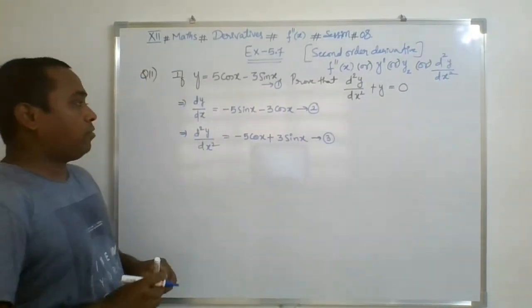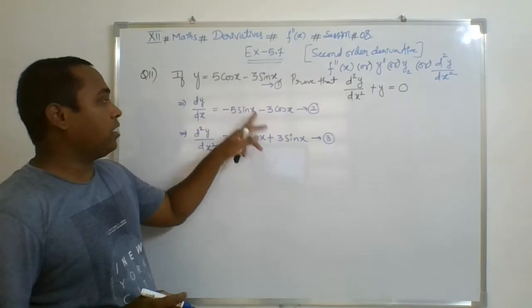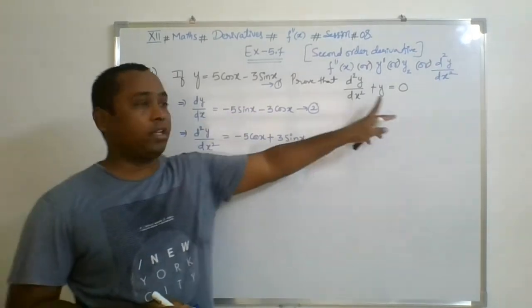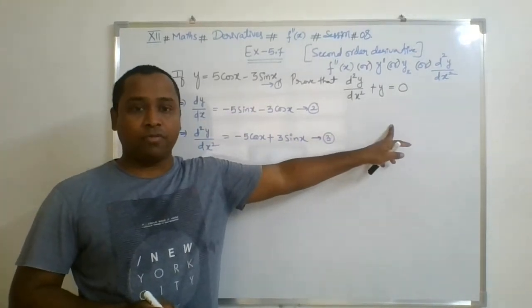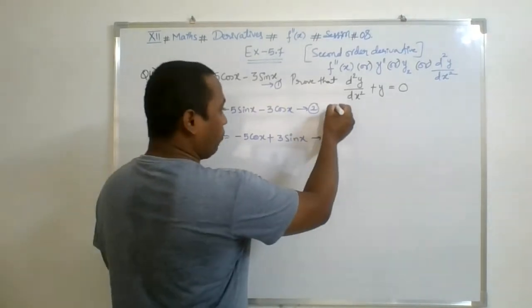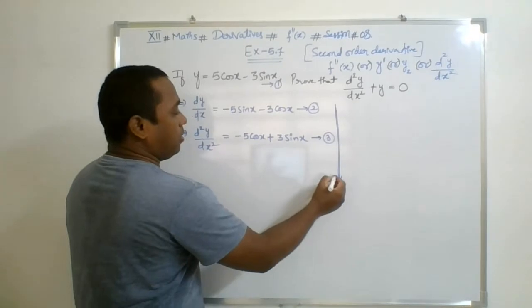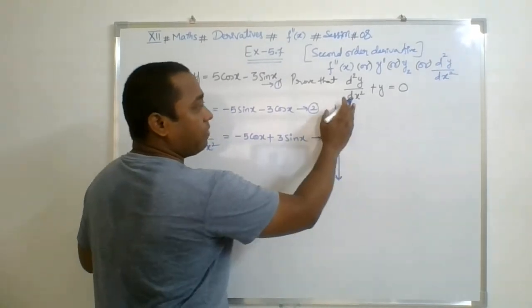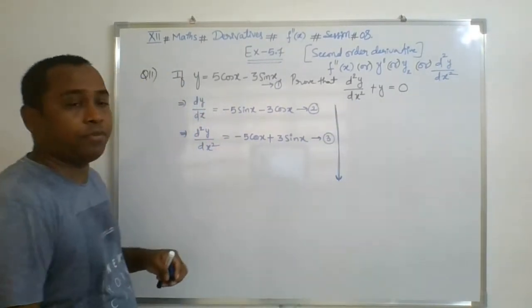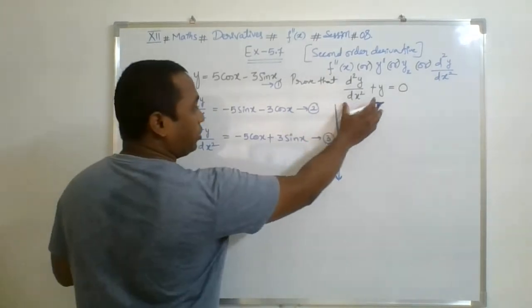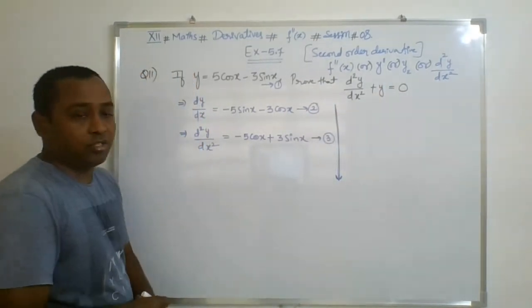So now I can use these results 1, 2, 3 to prove the required result. That is one of the ways. See what I am doing, I am simply substituting the values of the double derivative, single derivative or value of the function in the given equation to prove the RHS part.